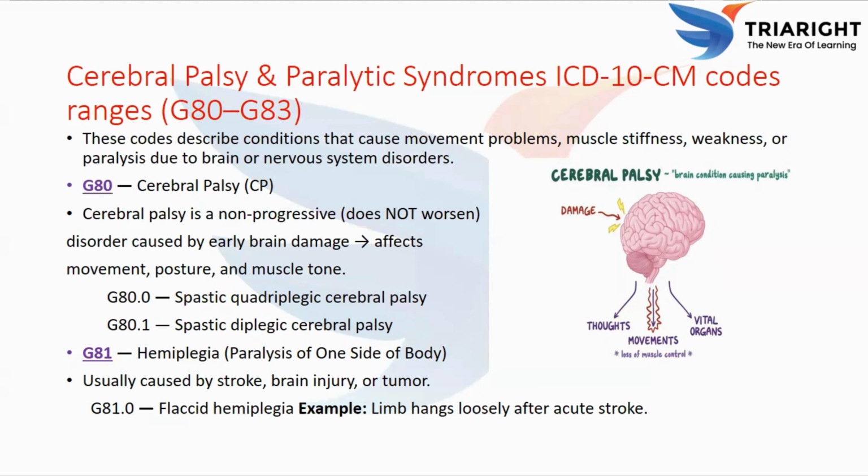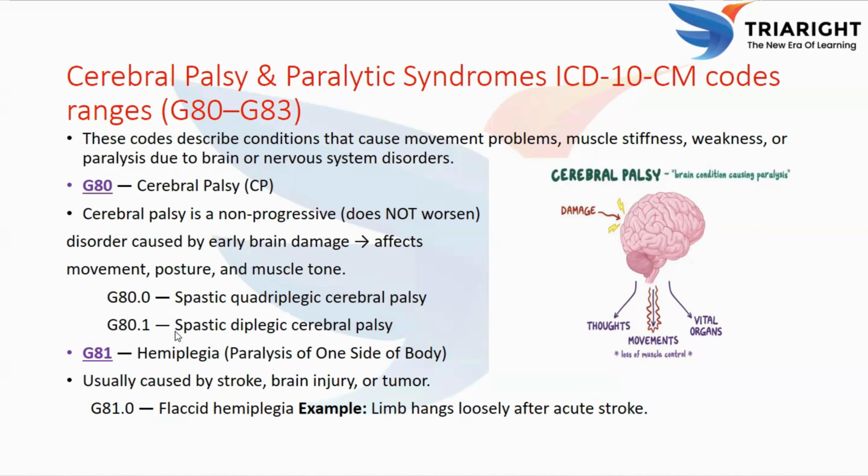So what are the examples for cerebral palsy? G80.0, spastic quadriplegic cerebral palsy. So what do you mean by it? The stiffness and movement problems in all four limbs. So what is G80.1? It's spastic diplegic cerebral palsy. Diplegic means both, and quadri means four, right? So in G80.0 the stiffness and movement problems occur in all four limbs, whereas in G80.1 the stiffness mainly occurs in only both legs. That's the difference between these two codes.